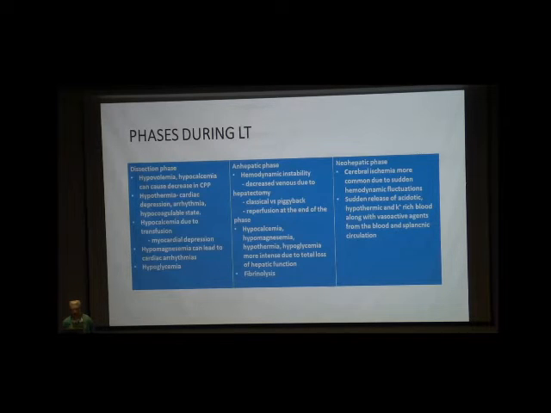And in the neohepatic phase, cerebral ischemia is more common due to sudden hemodynamic fluctuation. There is sudden release of acidotic, hypothermic and potassium-rich blood into the circulation, along with vasoactive agents from the blood and the splanchnic circulation, as the portal vein is clamped till this time actually.